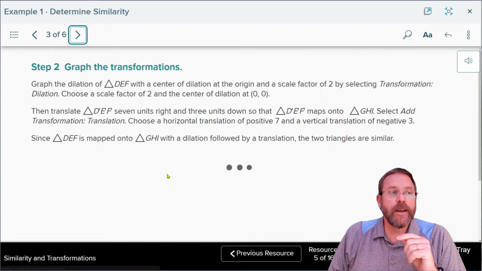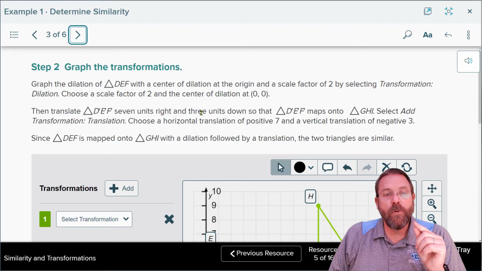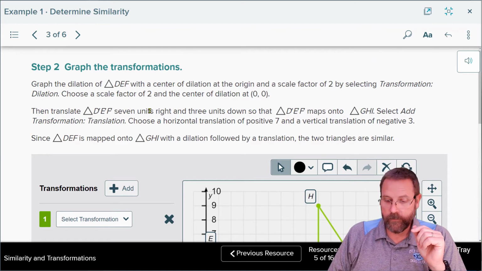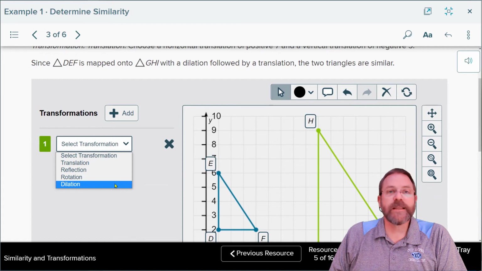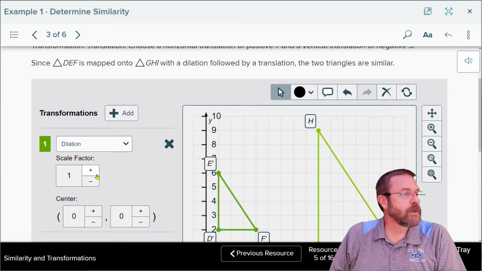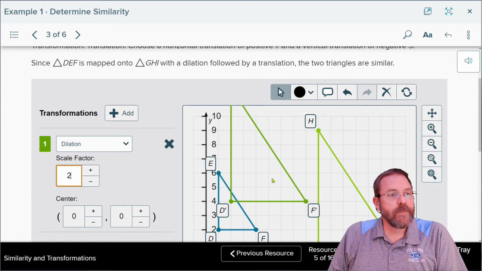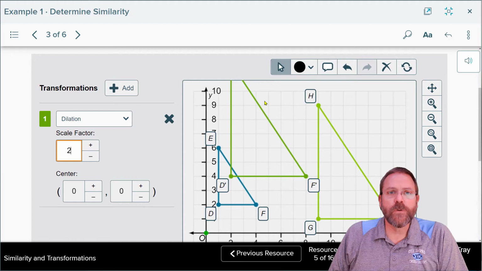And expanding it out, that means we're going to have to multiply every point in triangle DEF by a scale factor of 2. So in doing that, we're going to select a dilation by a scale factor of 2, and boom, that's going to be the new points you see here. And it even went off the map. That's okay. Now that we have our dilation of a scale factor of 2, what do we need to do?